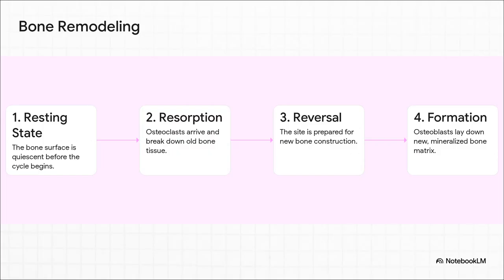Okay, let's just quickly recap that so it really sticks. Here are those 4 key steps laid out. We begin at the resting state. Then we move to resorption by the osteoclasts, we transition through the reversal phase, and we finish up with formation and mineralization by the osteoblasts. And remember, this cycle is happening all the time, all over your skeleton to fix tiny bits of damage and keep your calcium levels just right.